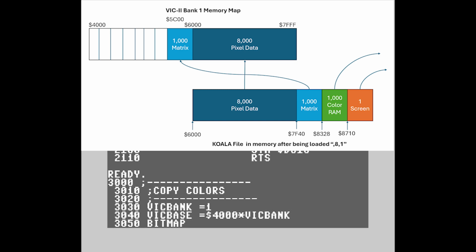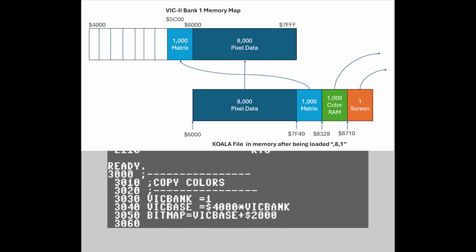Now the bitmap is going to be the VIC base, right? So it's going to be $4000, plus we want to add 8K to it because we're using the second half of the VIC bank. So we'll just add in hex $2000. All right, matrix, this is that color matrix memory. Well, this is going to be the VIC base, right? So that's that 16,384, that $4000 address. And we want to add in 7K to it, which is $1C00.